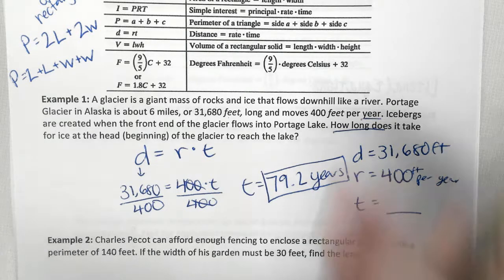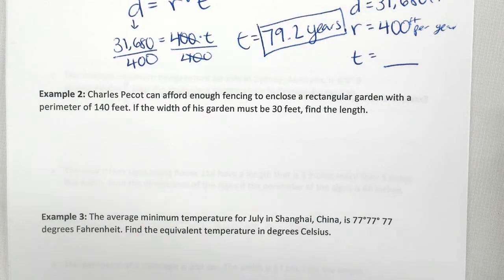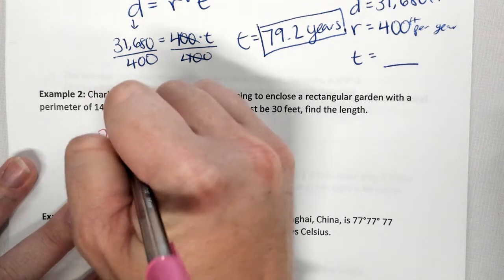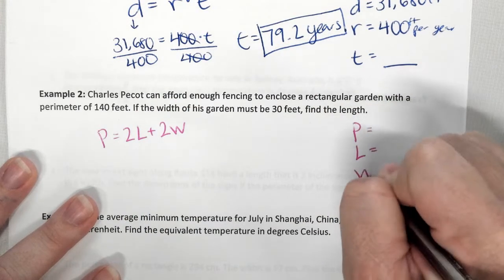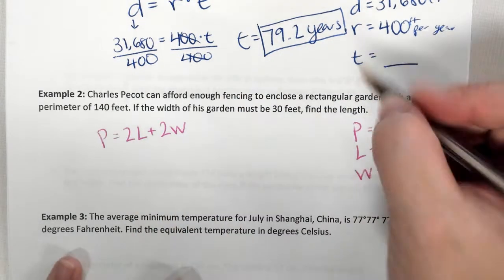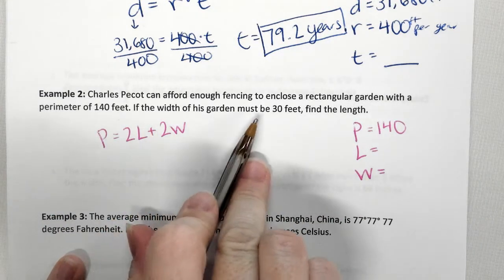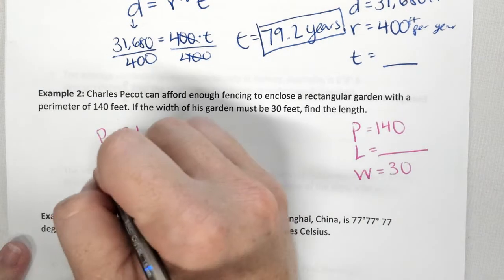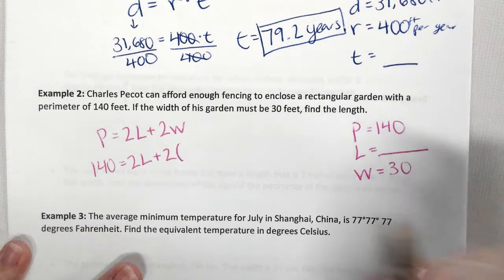Okay, so let's look at example 2. It says Charles can afford enough fencing to enclose a rectangular garden with a perimeter of 140 feet. So rectangle perimeter, P equals 2L plus 2W. So I need to know perimeter, I need to know length, and I need to know width. Those are my 3 letters, my 3 unknowns. So we know the perimeter is 140 feet because it says perimeter of 140 feet. If the width of his garden must be 30, find the length. We don't know length. So I'm going to plug in what I know. 140 equals, I don't know length, so 2L plus 2 times W, which is 30.